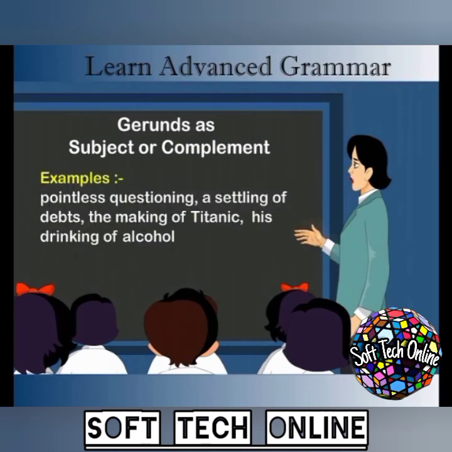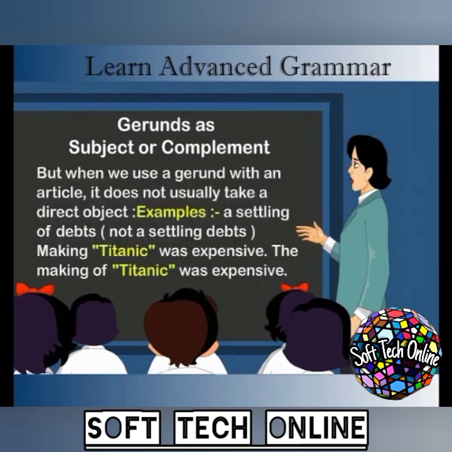Examples: pointless questioning, a settling of debts, the making of Titanic, his drinking of alcohol. But when we use a gerund with an article, it does not usually take a direct object. Examples: a settling of debts, not a settling debts. Making Titanic was expensive. The making of Titanic was expensive.